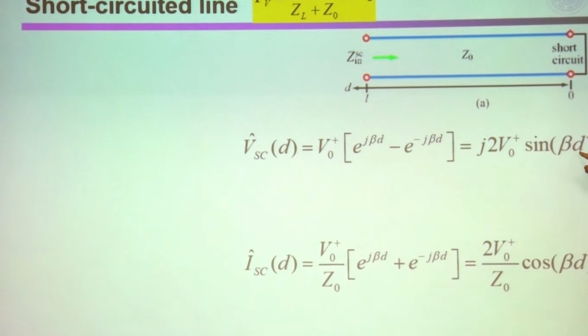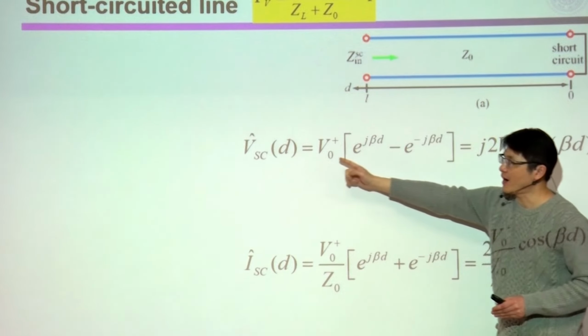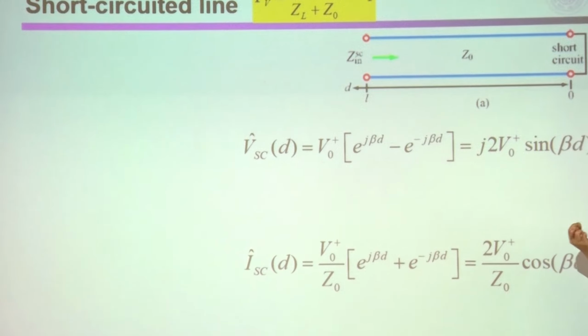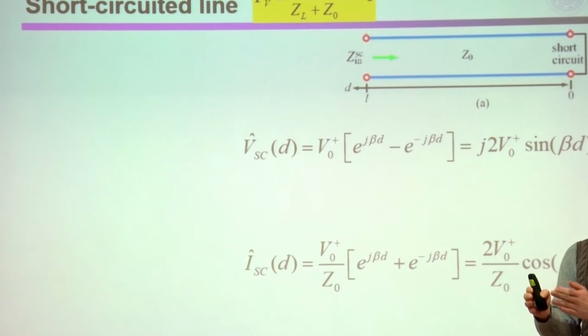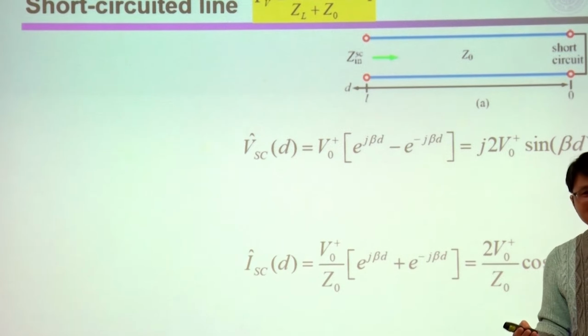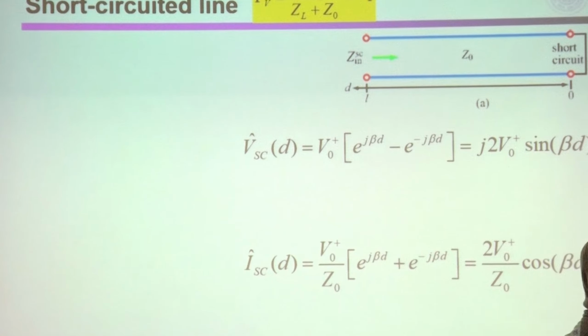Now for sine beta d, d equals 0, sine is 0. So indeed, when you short circuit your transmission line, at the short circuit position, d equals 0, you cannot have voltage. Voltage has to be 0. What happens to the current? Usually, our understanding is, if a position is not having voltage, your current is voltage divided by impedance, right? So 0 divided by something is still 0.